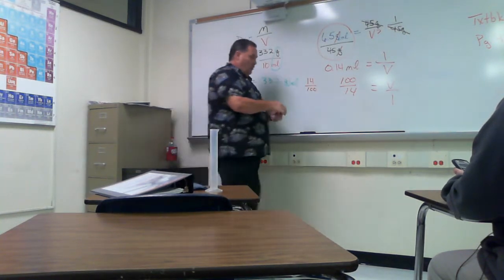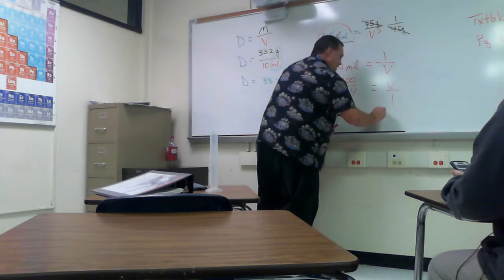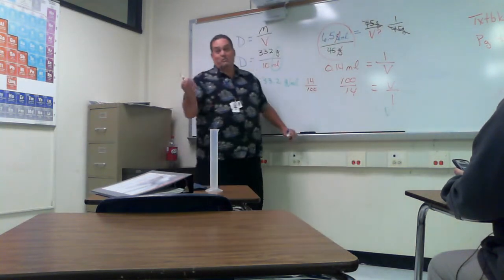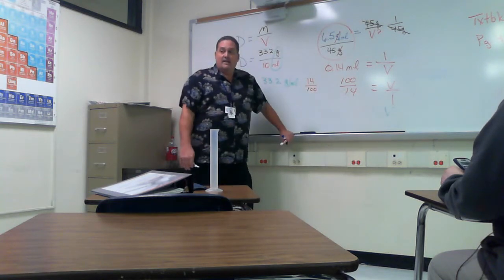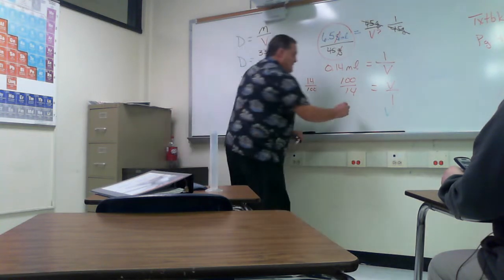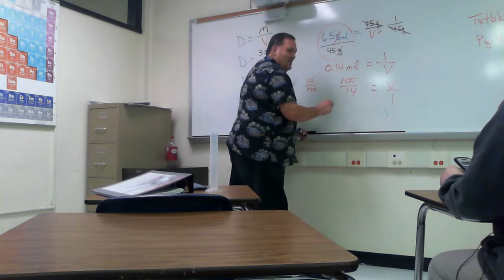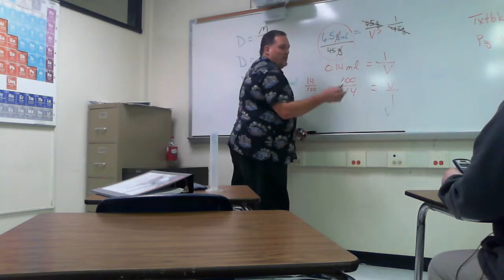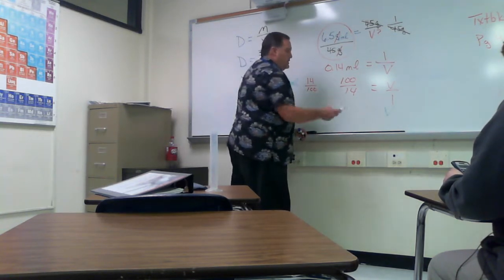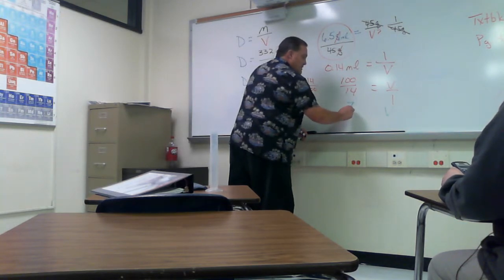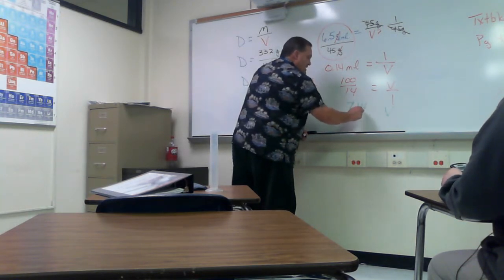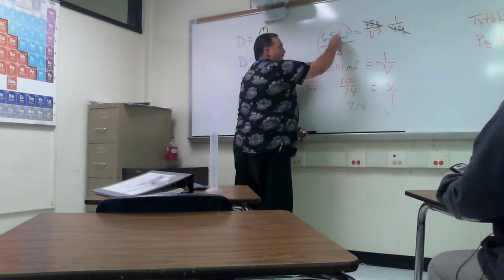Now, what will volume equal then? I got to remember algebra every year, coach. What's 100 divided by 14? 7.1428571. Okay, we only need two after the decimal point. 7 point what? 7.14. 7.14 what? Milliliters.